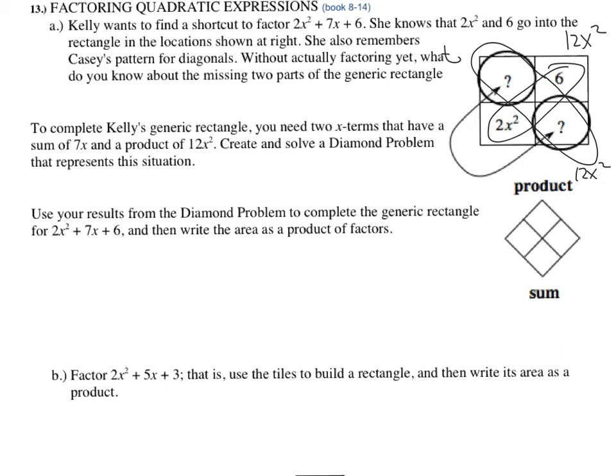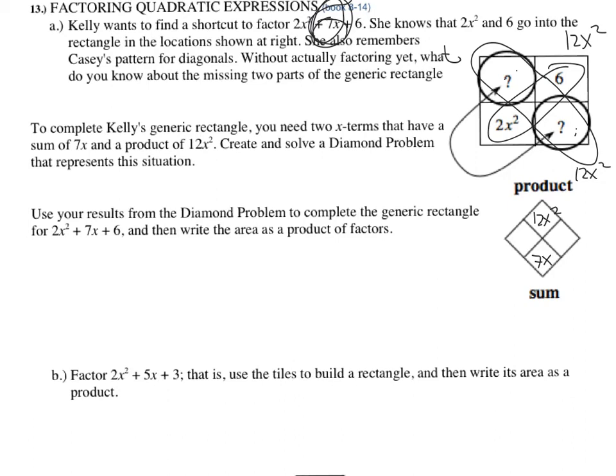So we can use a diamond problem to help us figure this out. We know the product needs to be 12x squared. We also know that we need to have a sum of 7x. These two items have to add up to this middle term, 7x.